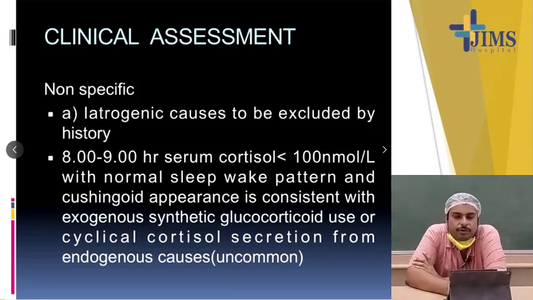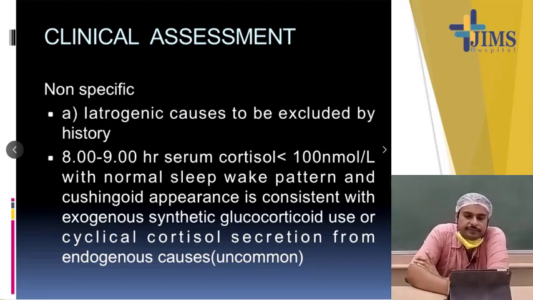An 8 to 9 hour serum cortisol level of less than 100 nanomoles per liter with normal sleep-wake pattern and Cushingoid appearance, I will tell you what it is consistent with: exogenous synthetic glucocorticoid use or cyclical cortisol secretion from endogenous causes. Now, the second cause is uncommon. Commoner is this one.